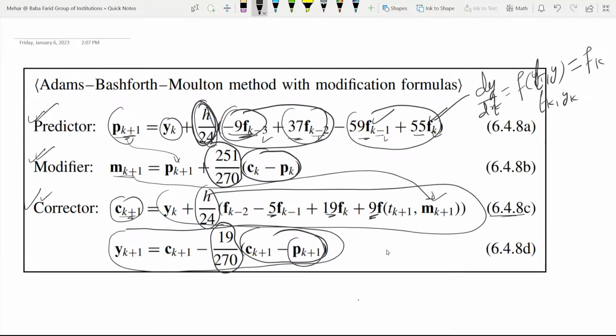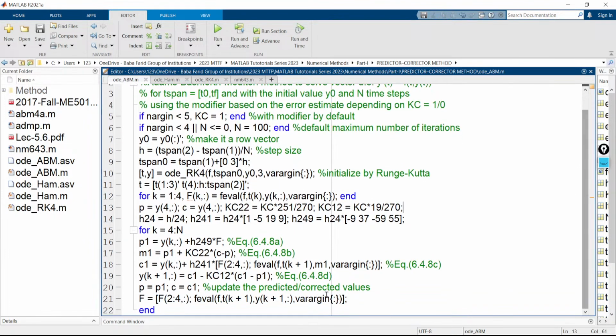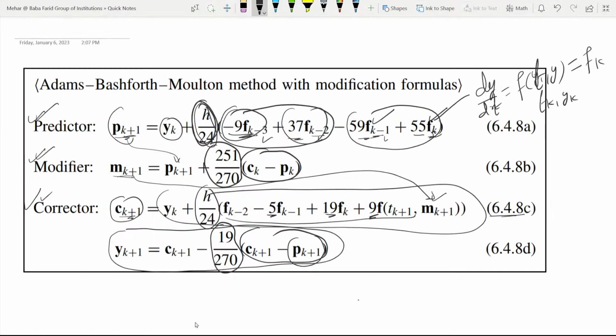Okay, so in the case of the polynomial, we only choose the coefficients. Only the coefficients of fk minus 3, fk minus 2, fk minus 1, fk are taken, and similarly at this place these coefficients are chosen. So now P1 means this equation.